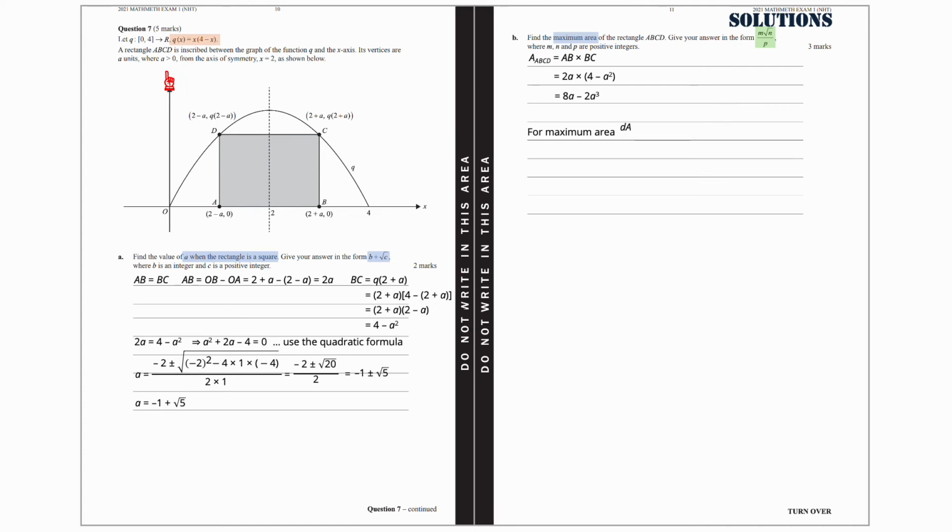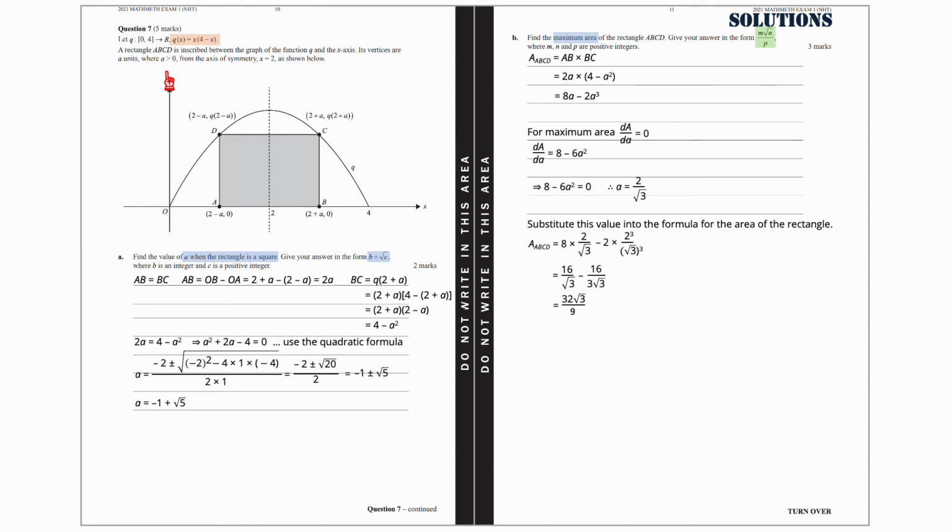For the maximum area, the derivative of the area with respect to little a equals 0. dA by da equals 8 minus 6A squared. And this equals 0. Therefore, A equals 2 over root 3. To calculate the maximum area, we need to substitute this value into the formula for the area of the rectangle. And we calculate it as 32 root 3 over 9.